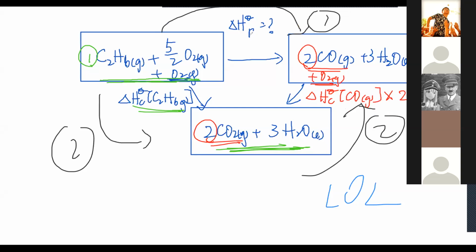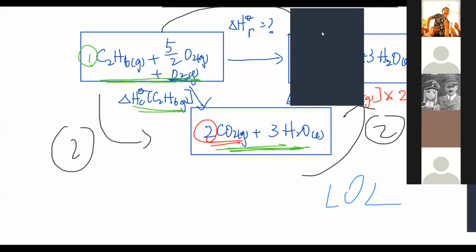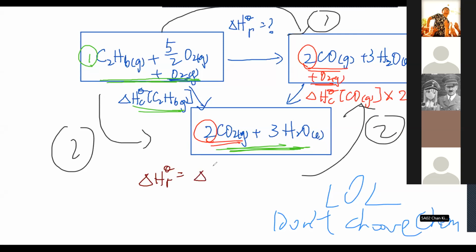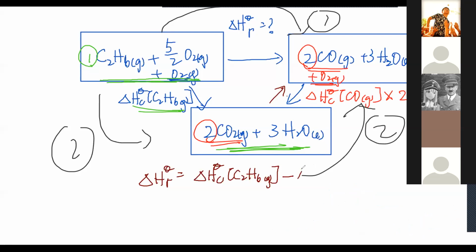So what is that arrow? You are going to relate those, just like this one plus delta H of reaction together should be what? The delta H of combustion of C2H6 gas, and then go back by the arrow. And this one it is minus delta H of combustion of CO gas times 2.